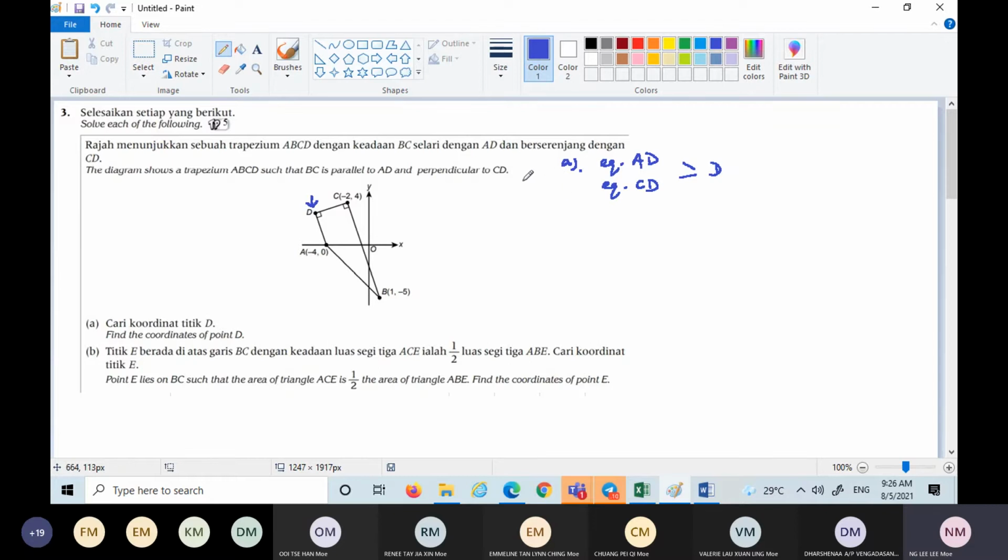Now we start. First of all, you have to find the gradient of the BC. So y minus y, over x minus x.